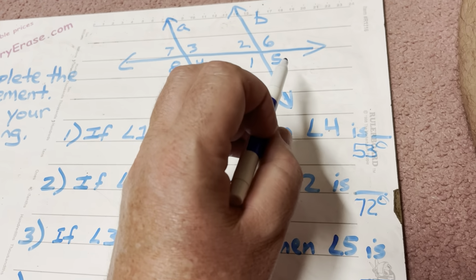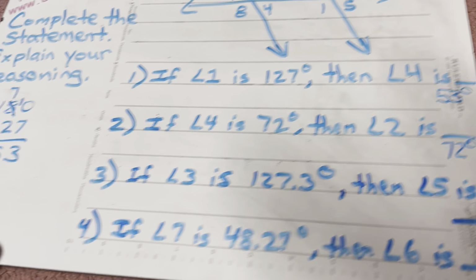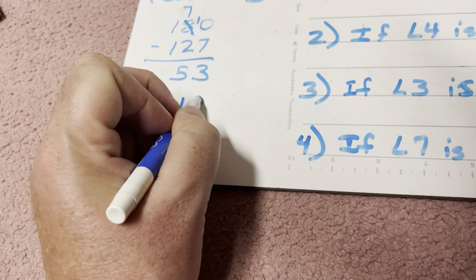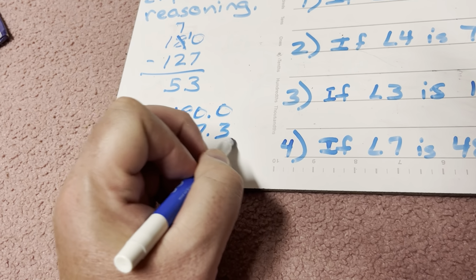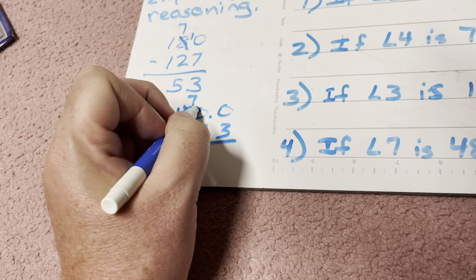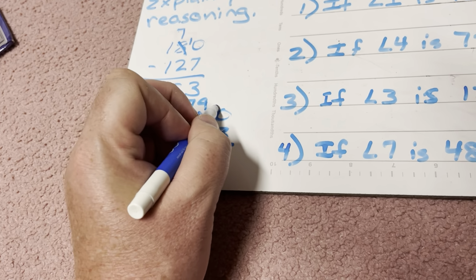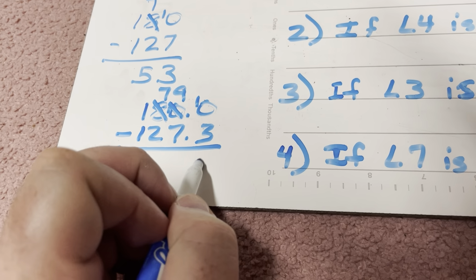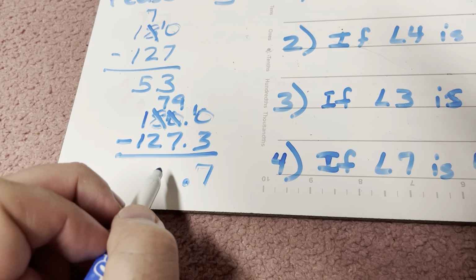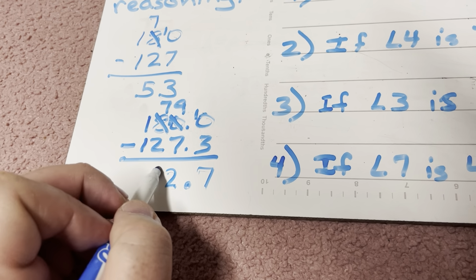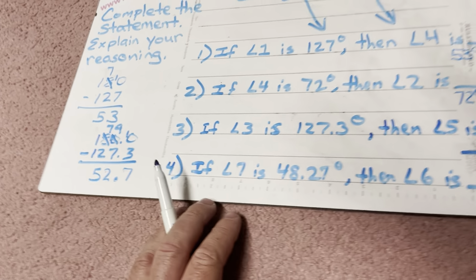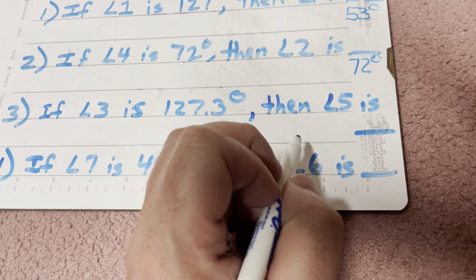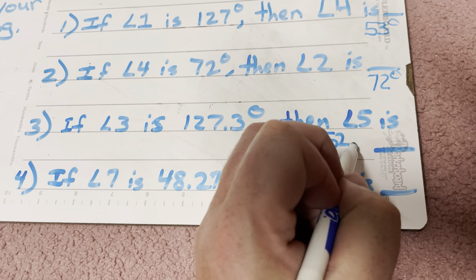And if angle 4 is equivalent to angle 5 because they correspond, then it would just make sense that I would do 180.0 minus 127.3. Borrow from the 8, make it a 7, make that 0 a 10, cross it off, make it a 9, make that 0 a 10. 10 minus 3 is 7, drop the decimal down. 9 minus 7 is 2, 7 minus 2 is 5, 1 minus 1 is nothing. I get 52.7. So if angle 3 is 127.3, then angle 5 is 52.7.